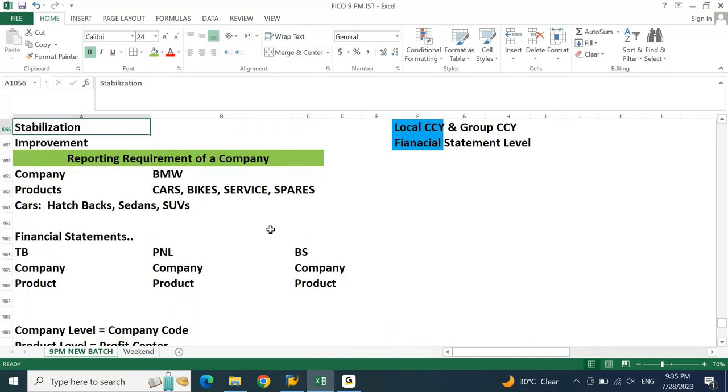So here you are talking about products. Products in the sense service also you are maintaining, right? So correct. In the below, product level is equal to profit center, right? You are writing, sir. So correct. I can call it as service level also, sir. Service level equal to profit center. Yes. Okay. And when I write product here, I have listed four. Car is a product, bike is another product, service is another product, spare is another product. Yeah, whatever I understood, I'm just clarifying.